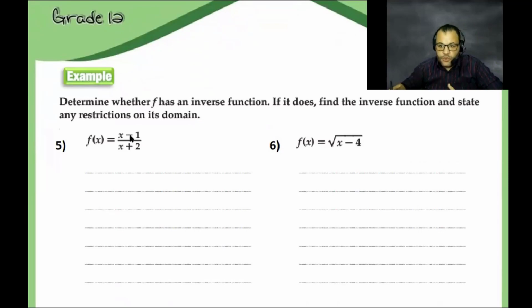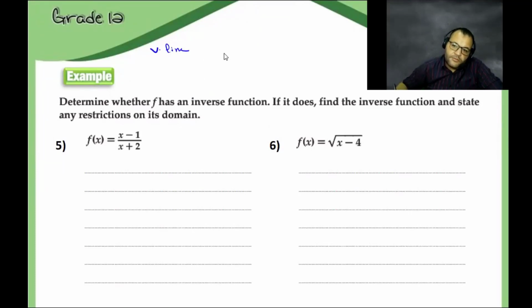Now it's a fractional function. So for the first one, it has an inverse function. We just need to know how to graph this one. For the first one, we have a vertical line. Again, we revise. We have a vertical line. What is the vertical line?